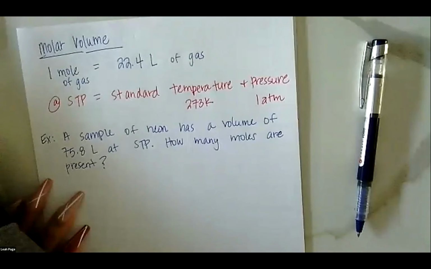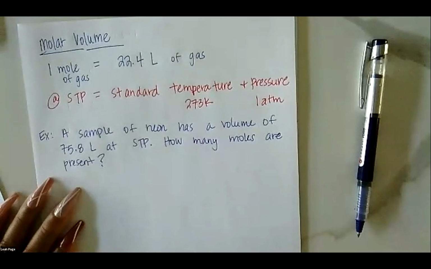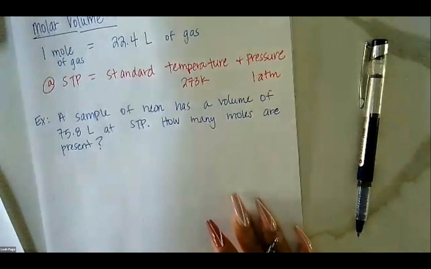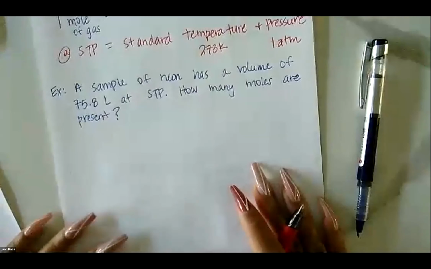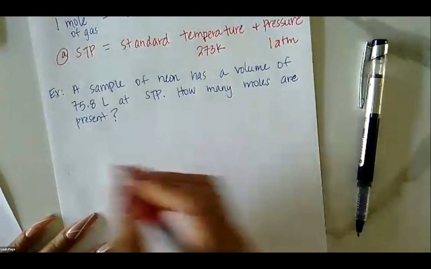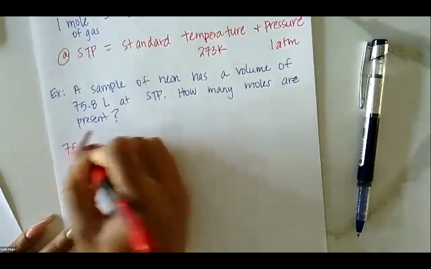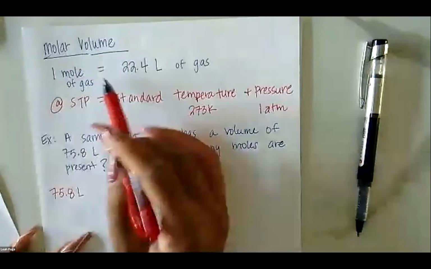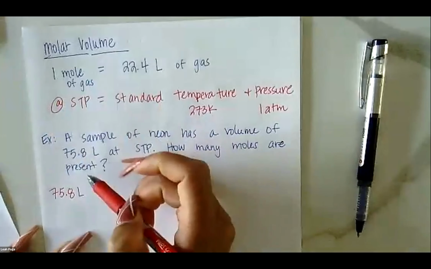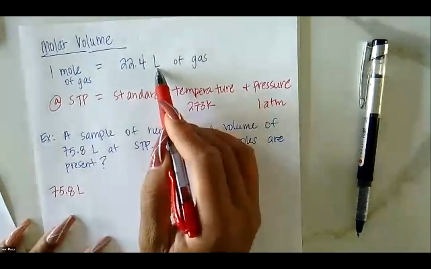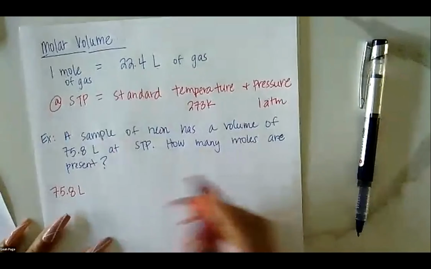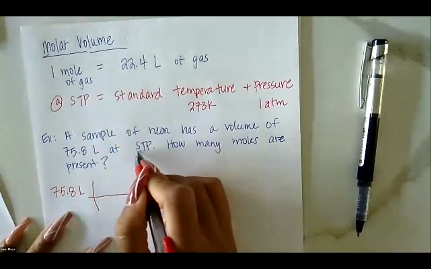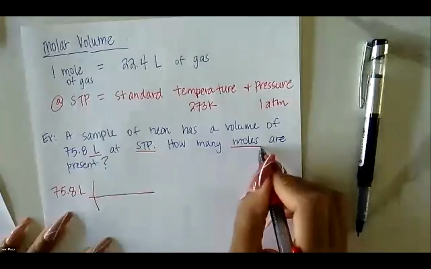We're going to set this up similarly to how we have before. I start off with 75.8 liters, and we have to recognize liters as a volume. That's why we call this the molar volume. If I want to go from liters to moles, because that's what the question is asking, I simply have to use that conversion if it's at STP. So the keywords are STP, liters, and moles.